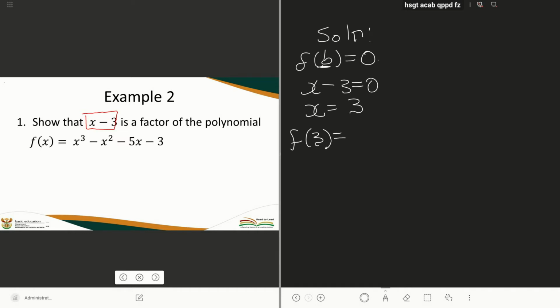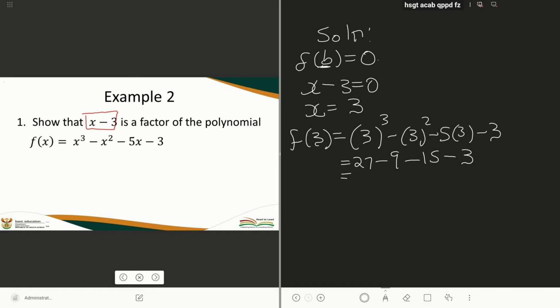Now, I'm just going to substitute my 3 into the original function. So I'll say 3 to the power 3 minus 3 squared minus 5 times 3 minus 3. So 3 cubed is 27, minus 3 squared is 9, minus 5 times 3 is 15. And then you're going to have minus 3. Then when you simplify this whole thing, 27 minus 9 minus 15 minus 3, that gives you 0.